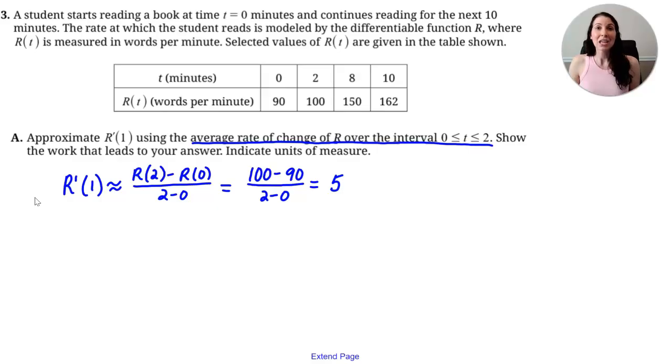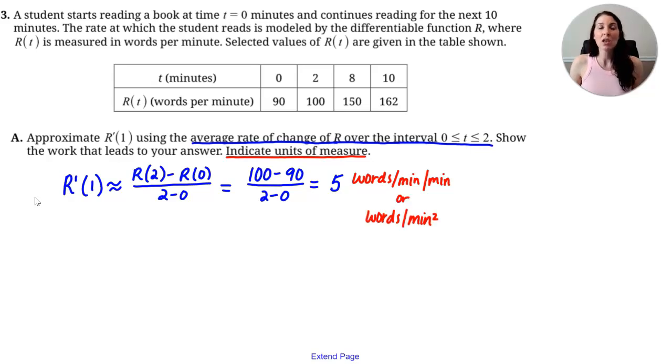Now it does say to indicate units of measure. So notice the numerator would be in units of words per minute, and then the denominator would be in units of minutes. So then we have words per minute per minute, or you could say words per minute squared. So make sure to have the correct unit on your answer.